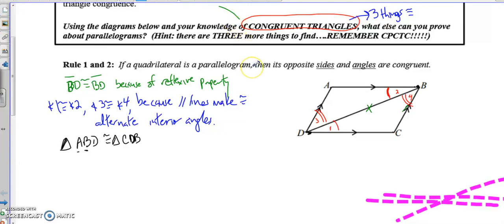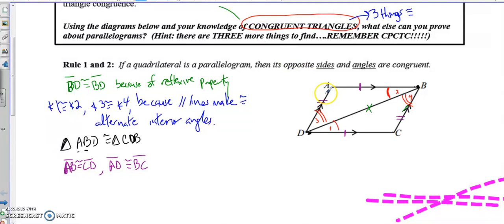So what this tells us now is a ton of important stuff. This tells us that all the corresponding parts of these triangles are also congruent. So look at all this great stuff we now know. I know AB and DC are congruent because of CPCTC. So AB and DC are congruent. I know that AD and BC are congruent. So AD is also congruent to BC. So the opposite sides are congruent. That's another great piece of information.